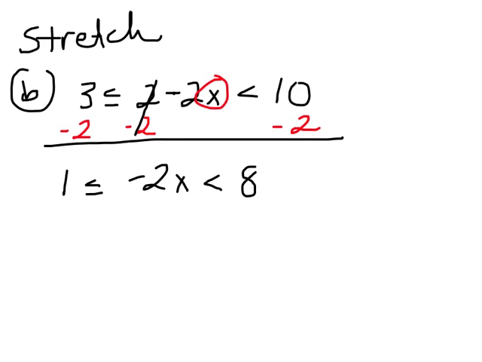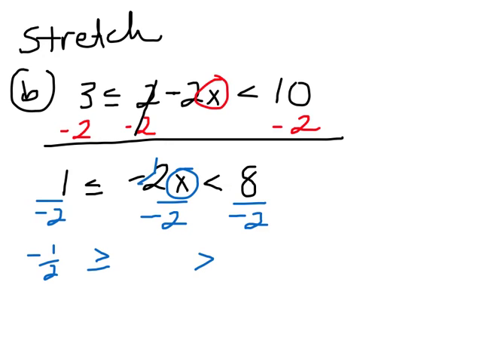X is still not by itself, is it? So what do I need to do to get x by itself now? Yeah, divide by what? Let's go ahead and divide by the negative also, okay? So let's divide by negative 2, all 3 places. But I just divided by negative, so what do I have to remember to do? Change the sign. So let me just write it down below it, okay? That's negative 1/2 is greater than or equal to, okay, those 2 cancel out. And 8 divided by negative 2, there's the x. 8 divided by negative 2 would be negative 4, right?